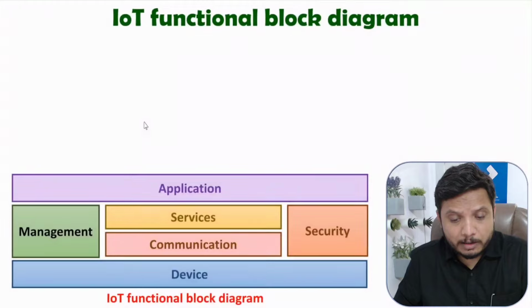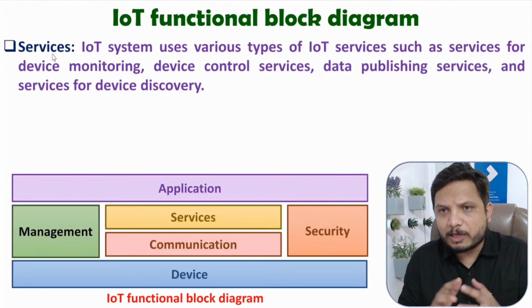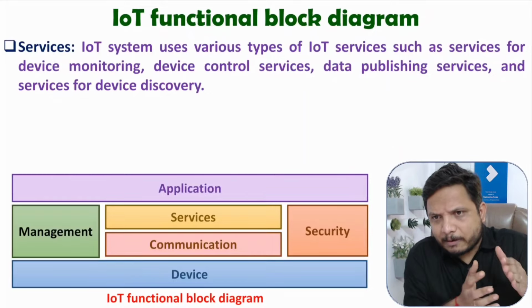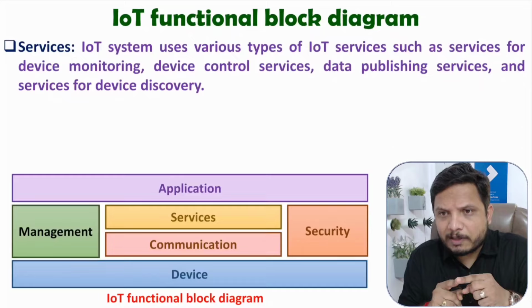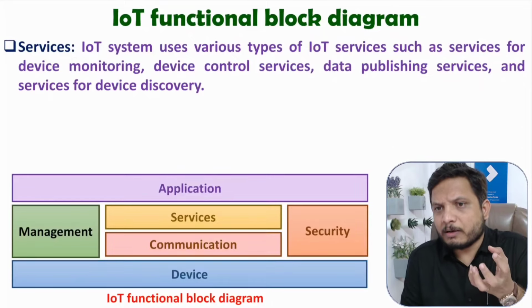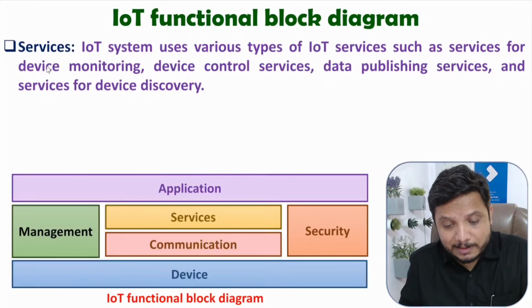Next block is services. See here in IoT system, there are varieties of services, like device monitoring, where we will be monitoring the device. We will be observing parameters of device, like what is the location of device, right? So device monitoring, that is one essential service.